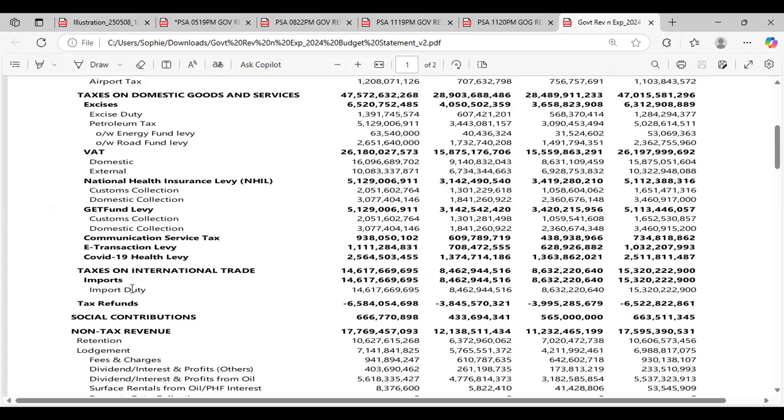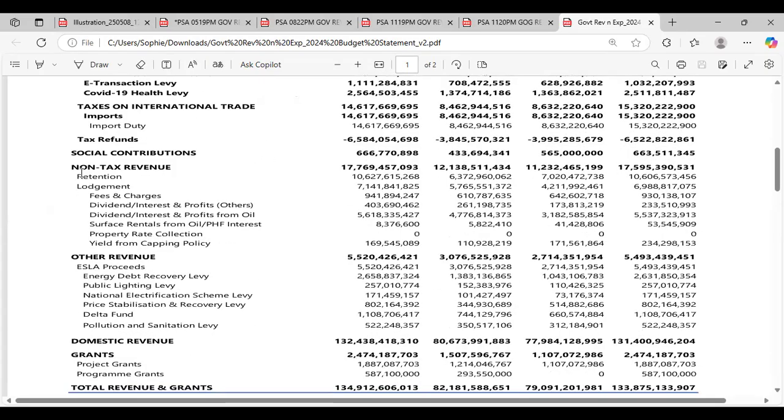Then you remember when we were doing the sources of revenue to central government, we did tax revenue. After tax revenue, we also did non-tax revenue. So the major classifications of government revenue are one, tax revenue, and then non-tax revenue. So what are the non-tax revenue? Retention, lodgement, fees and charges. You should be familiar with these examples. Dividend and interest on profits, and profit from oil. So all these are the non-tax revenue.